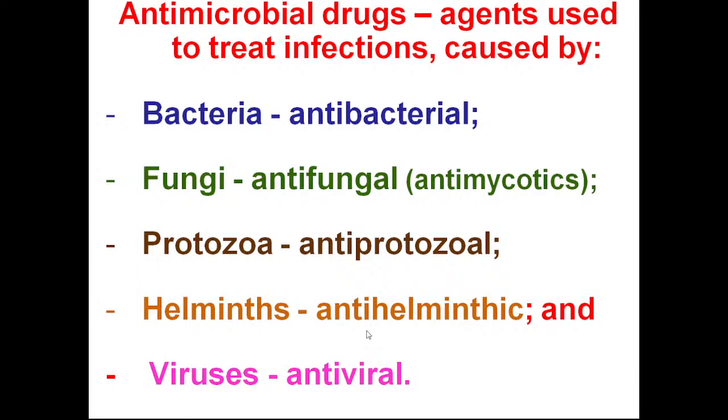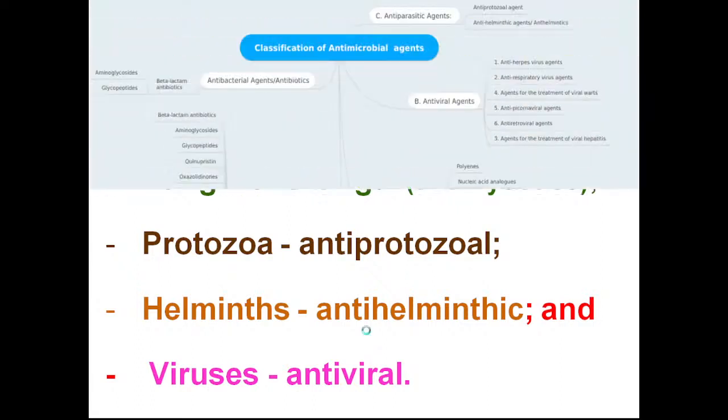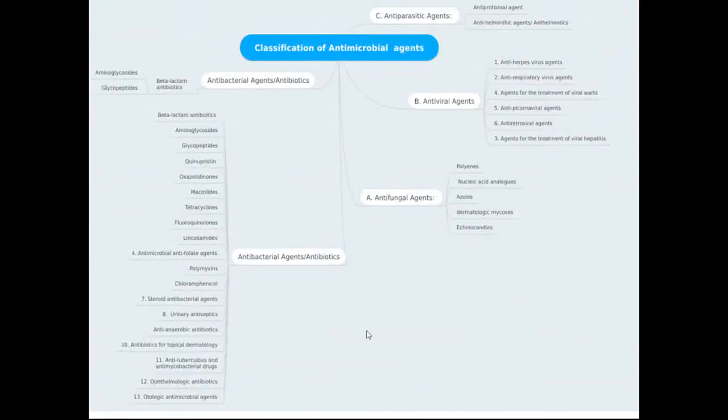So then we may have helminths as infectious agents, and the drugs that affect them are called anti-helminthic drugs. And finally, we may have acellular organisms that are viruses. And the drugs that affect viruses are called antivirals, briefly. So here you can see a table with that type of classification, where the drugs that we use for chemotherapy are classified according to the agents.